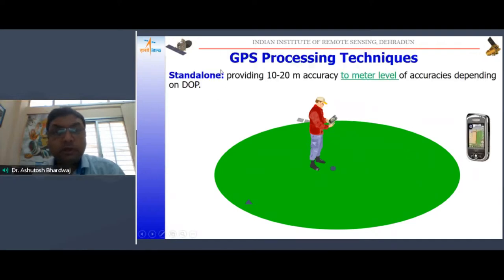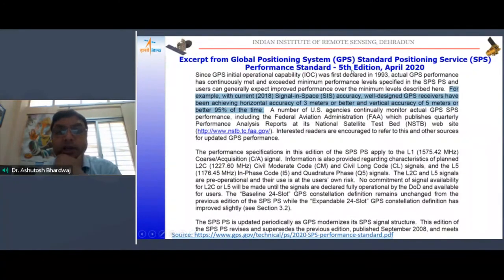Okay, so as I was telling, in standalone mode, you can get accuracy of the order of 10 to 20 meters. And this is the latest report which I was referring to. It is the 5th edition report released in April 2020, that the latest receiver will have a capability of providing horizontal accuracy of the order of 3 meters, whereas the vertical accuracy can be provided of the order of 5 meters for 95% of the time. Okay. So this is the link for the report, which is given at the bottom of the slide.